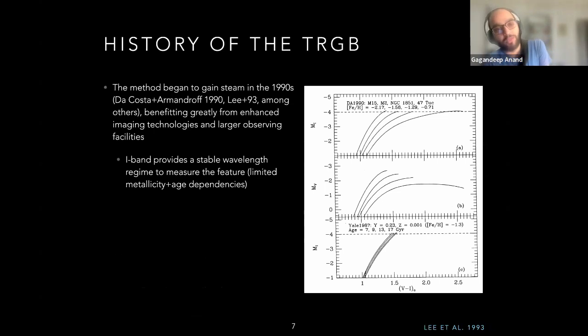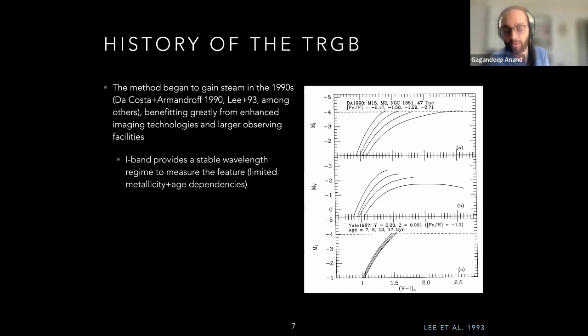The method began to really gain steam, I would say, in the 1990s with some seminal papers, benefiting from key imaging technologies and better observing facilities. The I band, or around 800 nanometers, provides a very stable wavelength regime to measure the tip of the red giant branch because of the limited metallicity and age dependences.